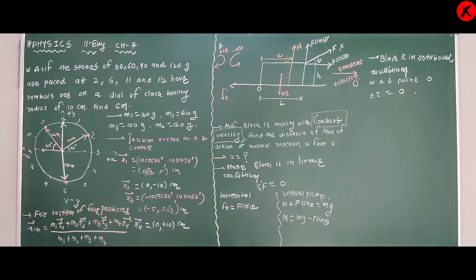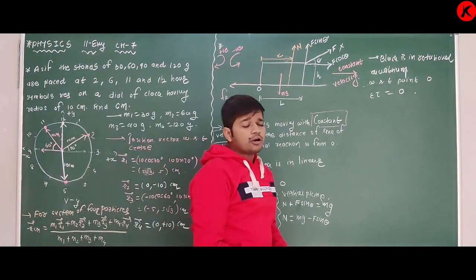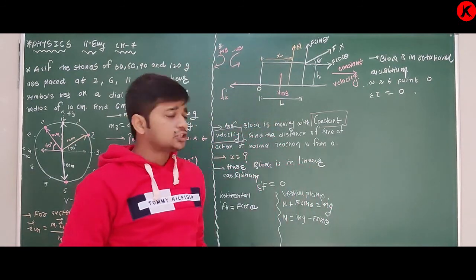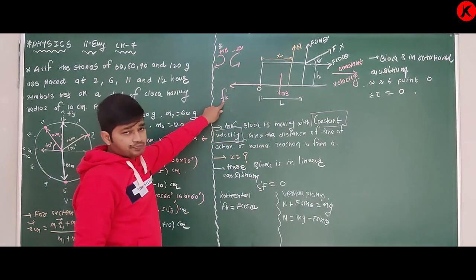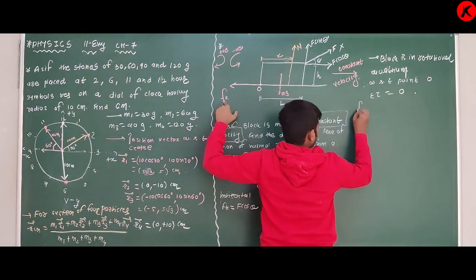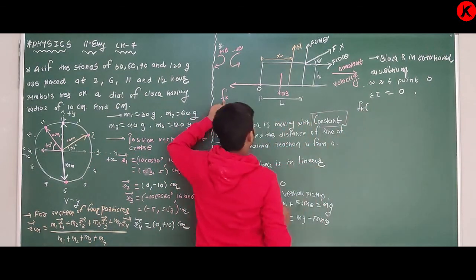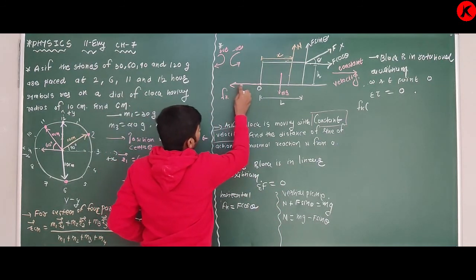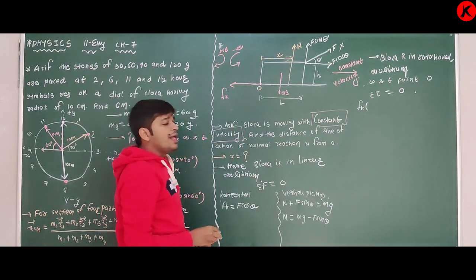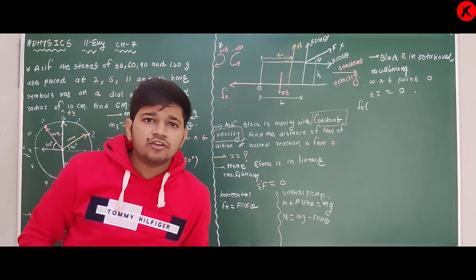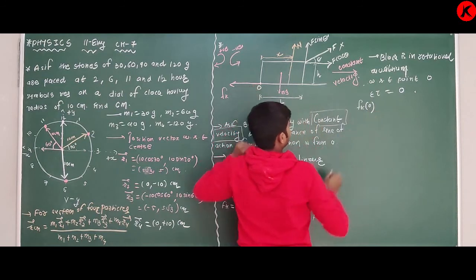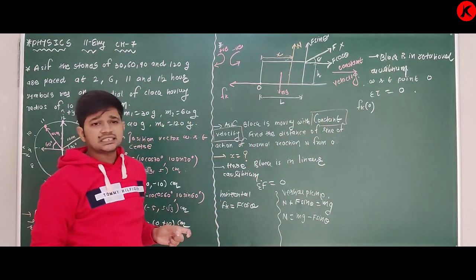Chalo. Now how to understand this one? Sigma tau is equal to 0. Torque means force into perpendicular distance. First force, Fk. What is the perpendicular distance of O from Fk? See, the line of action of Fk is passing through O. So yes, the perpendicular distance is 0.